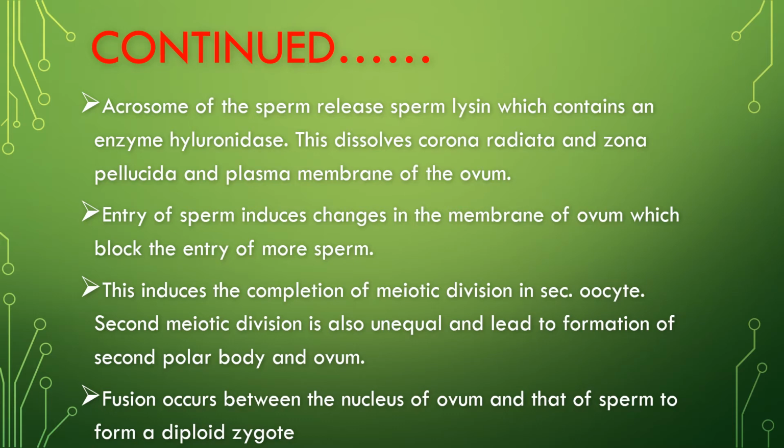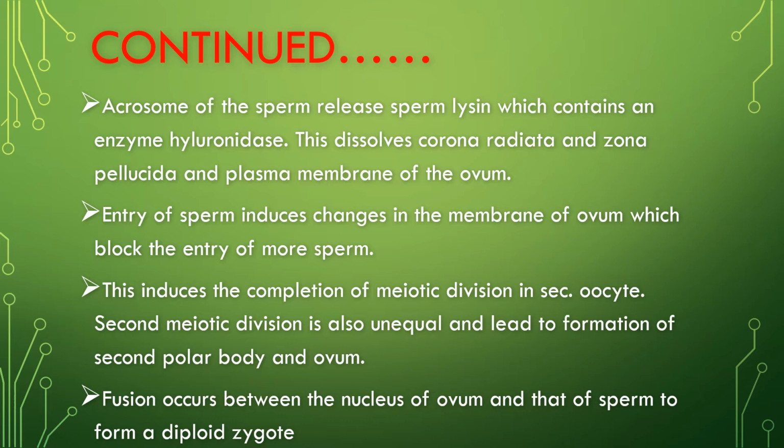As the sperm enters after dissolving these membranes, it induces some changes in the membranes so that more sperms cannot enter. It blocks the entry of more sperms. Along with this, it induces the completion of meiotic division in the secondary oocyte. One thing is very important here.